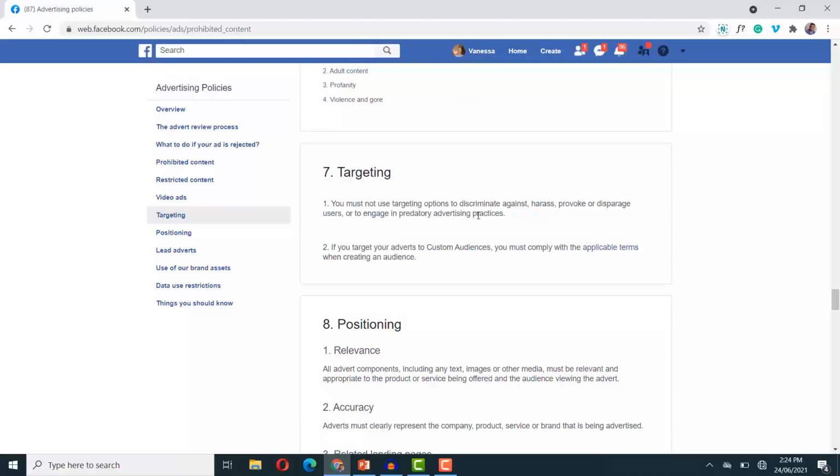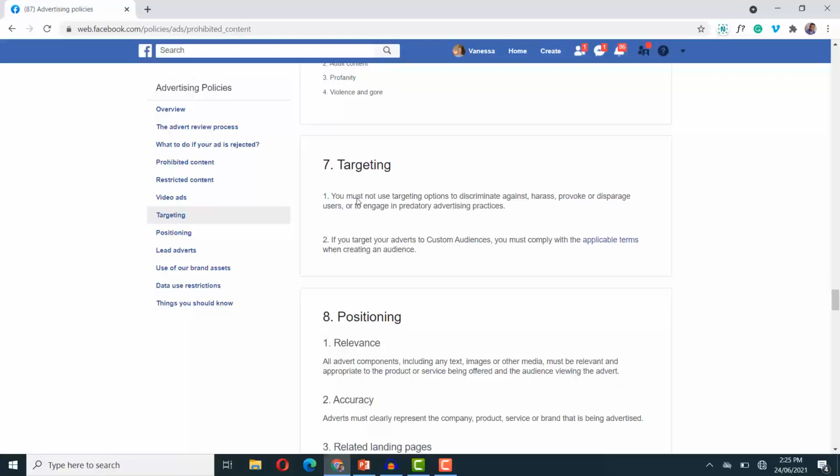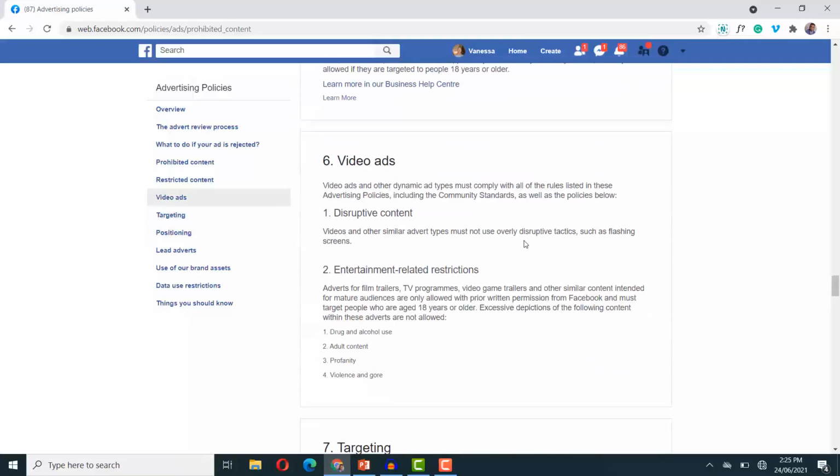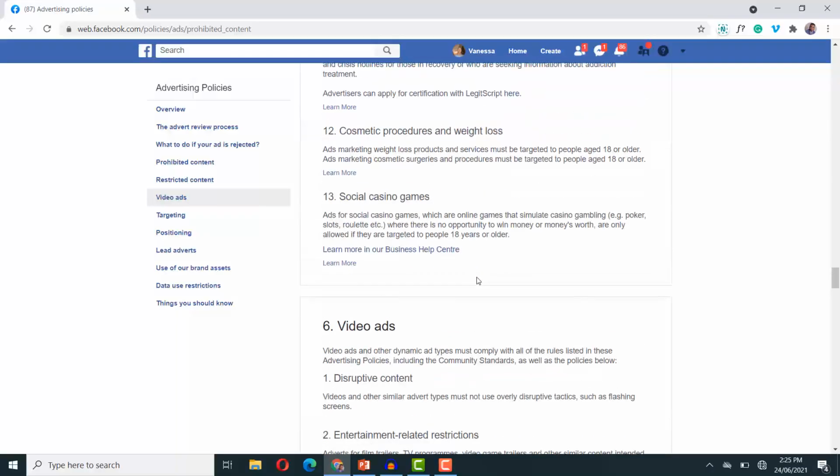Simple enough. If you target your advert to custom audiences, you must comply with the applicable terms. So you may want to click that and read that, but you're likely not going to get any issue from that. So that's my job, to tell you what's going to be an issue and what's not going to be an issue. So I have some more that I have dropped in my slides. So let's just head down there.